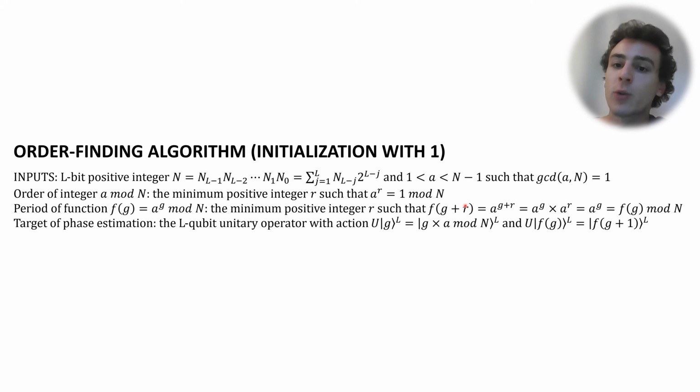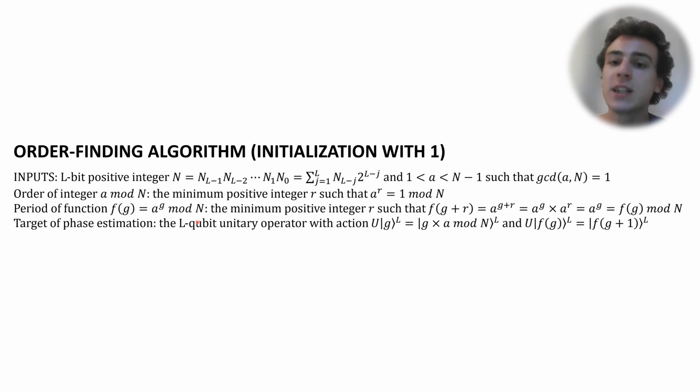The order finding algorithm is a special case of a more general type of algorithm, which is called a period finding algorithm. And the goal of a period finding algorithm is to find the period of a periodic function. And here we have defined the specific periodic function that corresponds to the problem of order finding. Now that we have defined the inputs to the order finding algorithm, and we've defined these terms of the order and the period, we are ready to define the target of phase estimation.